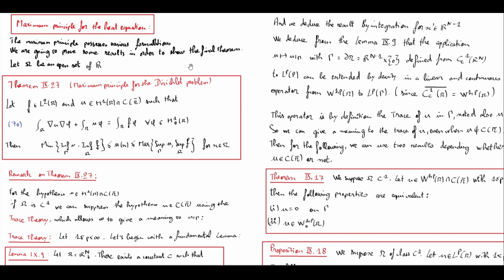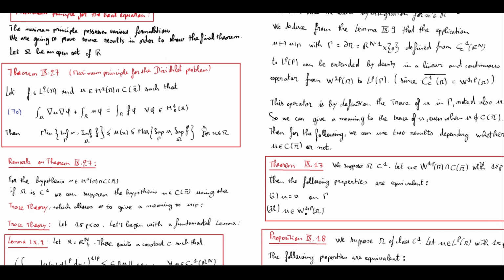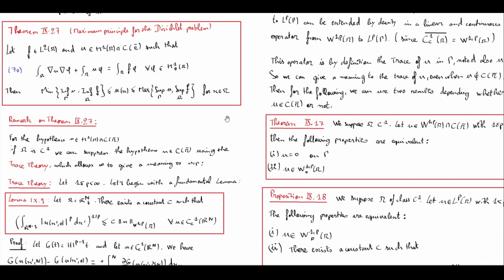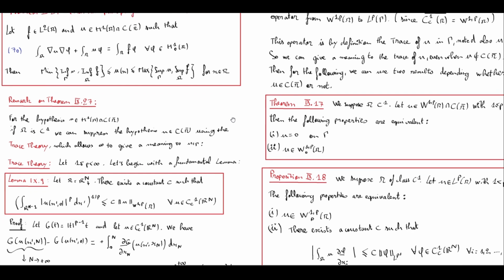A remark on theorem 9.27: for the hypothesis u in H1 intersect C(omega bar), if omega is C1, we can suppose the hypothesis u belongs to C(omega bar). Using the trace theory, which allows us to give a meaning to u restricted to gamma. Let p be greater or equal to 1.